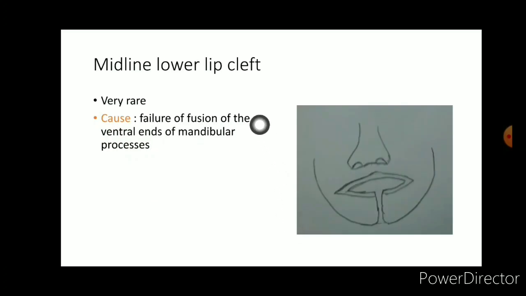Midline lower lip cleft is very rare, caused by failure of fusion of the ventral ends of the mandibular processes.